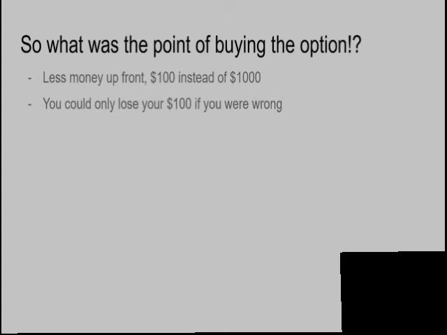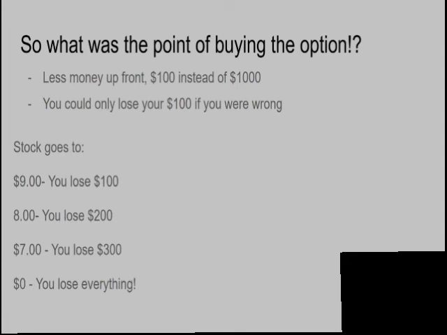All right? Now think about this. A myriad of outcomes could have happened had you paid $1,000 and bought 100 shares of stock, okay? This is some of the outcomes. The stock could have gone to $9. You would have lost $100. You had 100 shares, $9. Would have gone to $8, $200, $7, $300. It could have theoretically gone to $0. You could have lost everything.